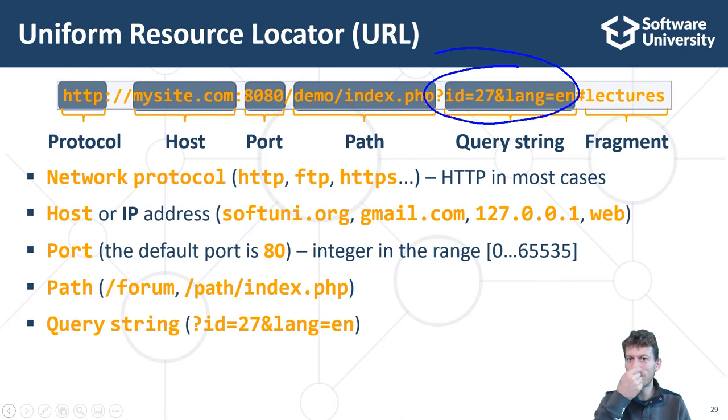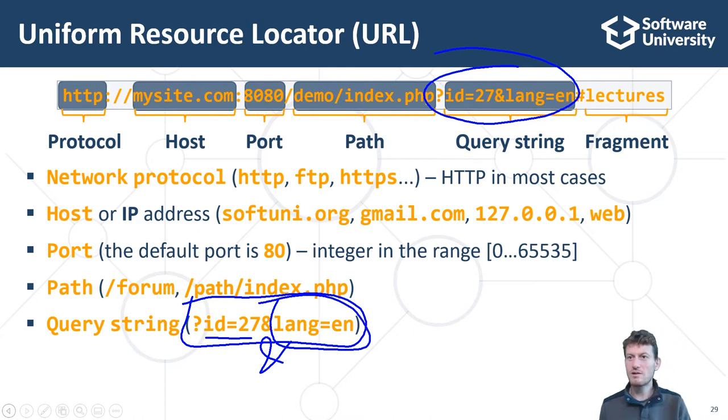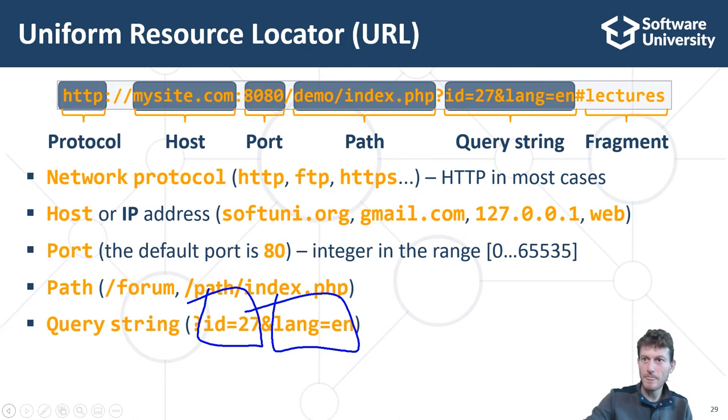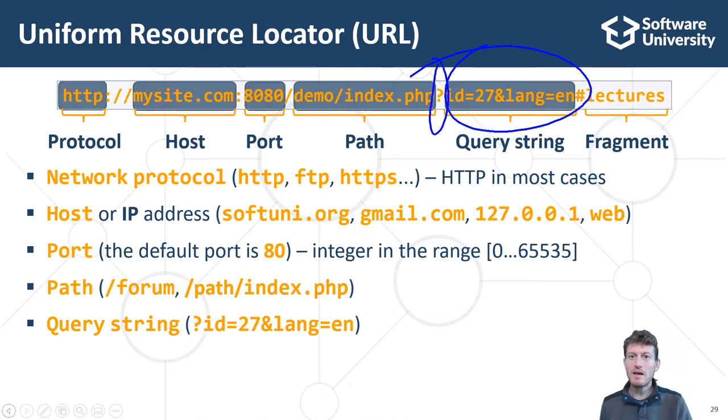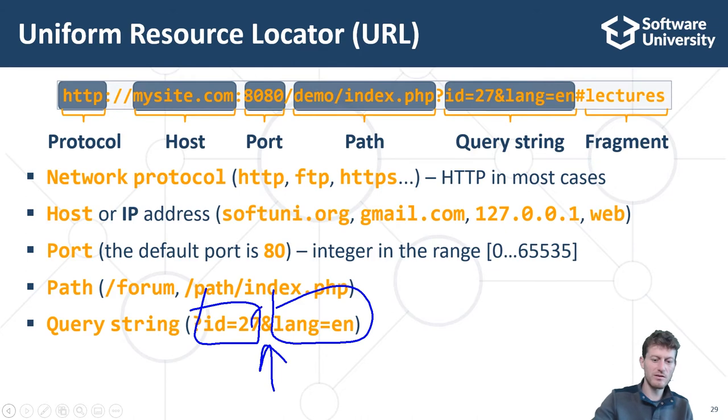An example of a query string is given on the slide: ?id=27&lang=en. The query string holds parameters passed in the URL. It is separated from the path by the ?. And each parameter has the form name=value, and parameters are separated from each other with the &.